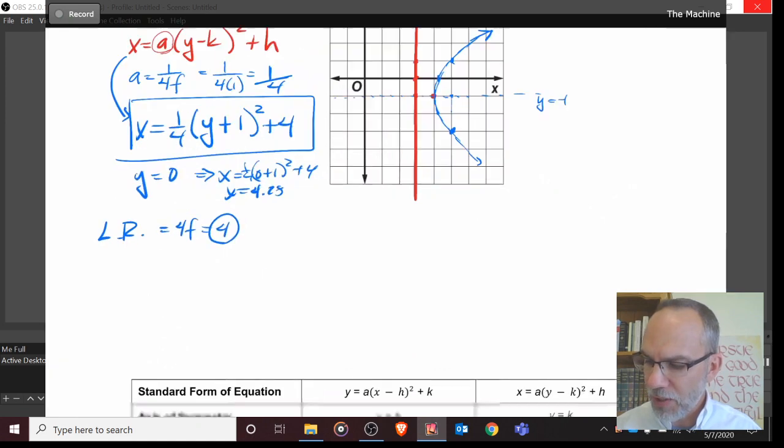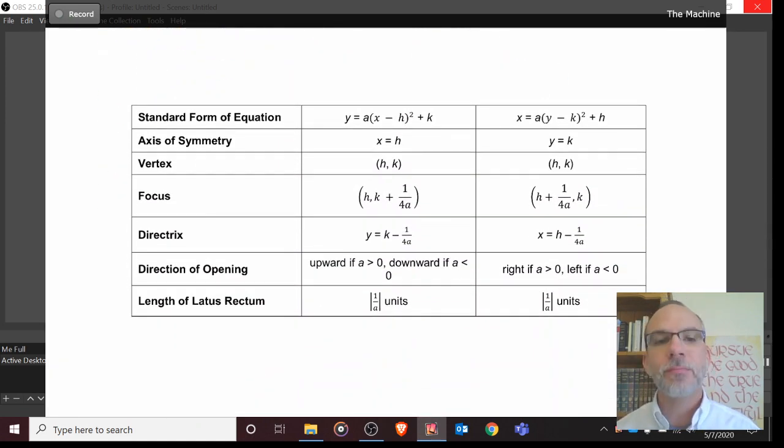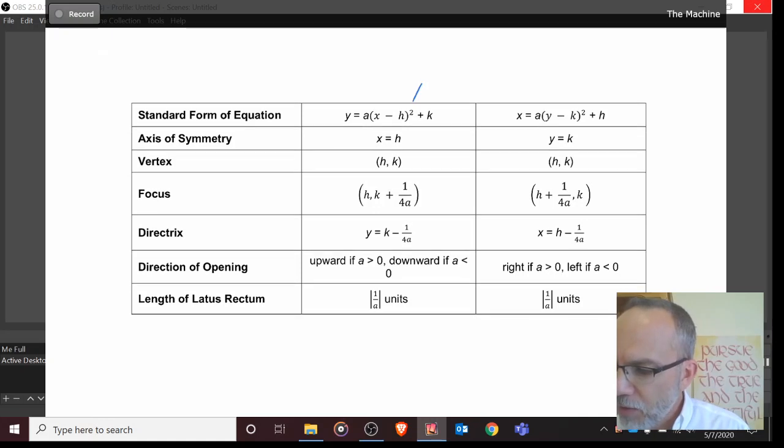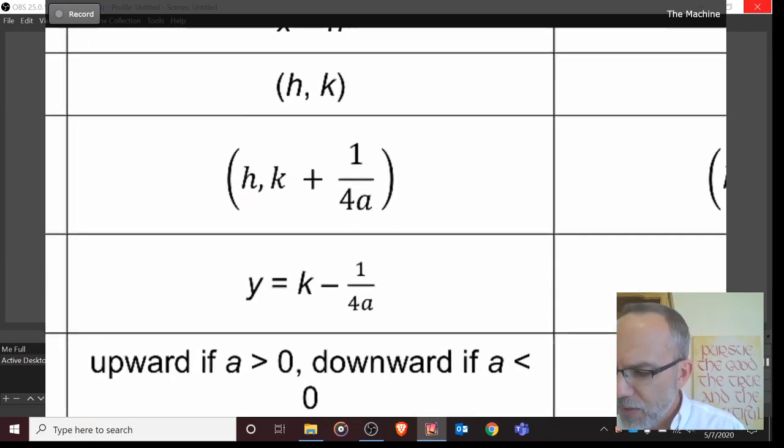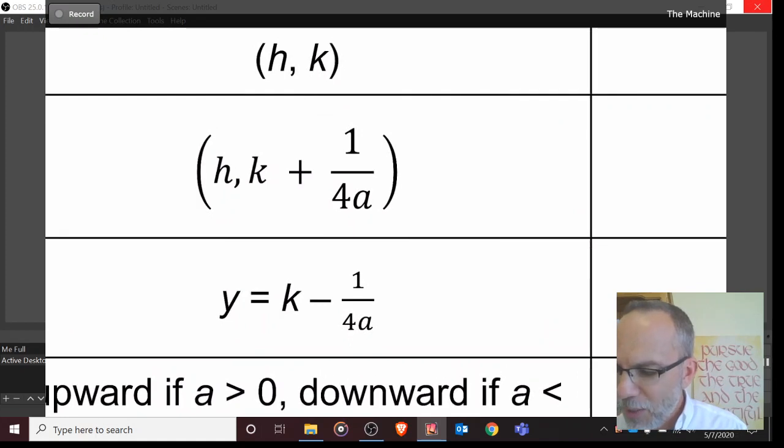You probably have a chart in your book that looks something like this. This is a parabola standard form. The x is squared, so this is a parabola that opens up or down. This one over here has got x, and it's the y value that's squared, and so this is going to be a parabola that opens left or right. And then you got your axis of symmetry and your vertex, and then look at this. They're finding the focus by doing, like, it's the h value, then it's k plus 1 over 4a. What is 1 over 4a?